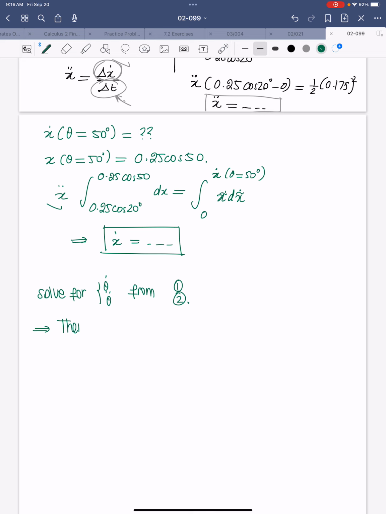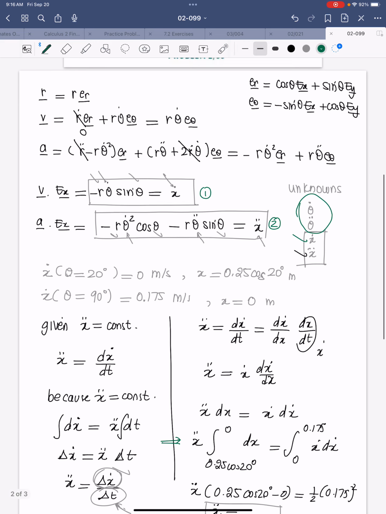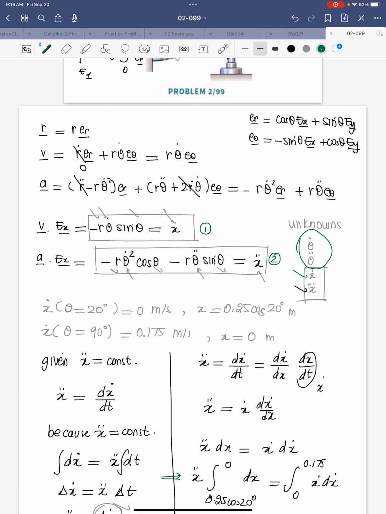Then I can calculate the acceleration of the pin when theta is equal to 50 degrees, by just solving these two equations, 1 and 2.